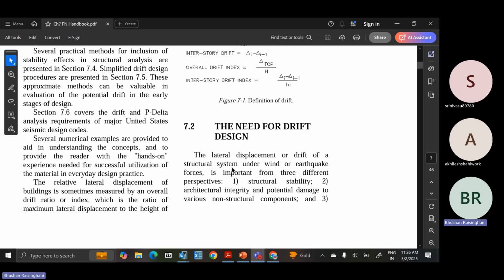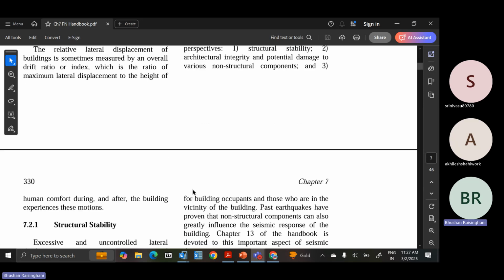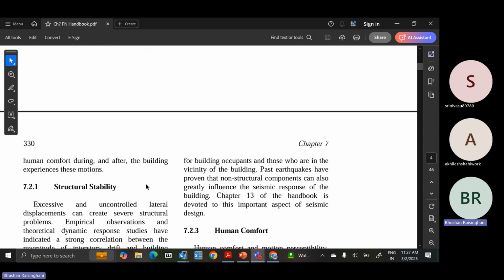So why do we need a drift-based design? Because number one, due to earthquake and wind, the lateral displacement or drift is very critical, and it affects the structural stability. Also, it affects the integrity of the structure, and potential damage to various non-structural components can happen. So we want to avoid damage to the structural and the non-structural components both. And third, it affects human comfort.